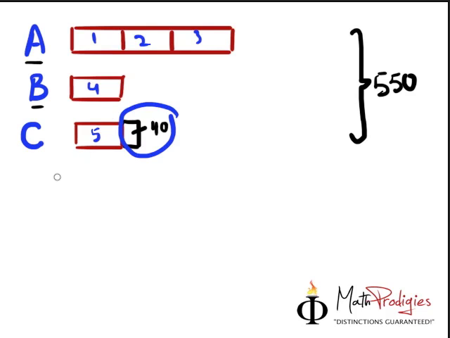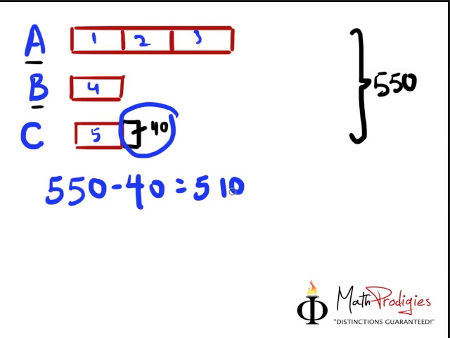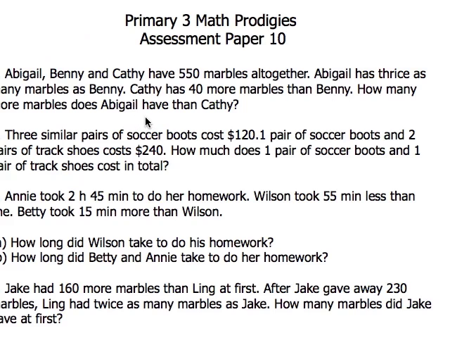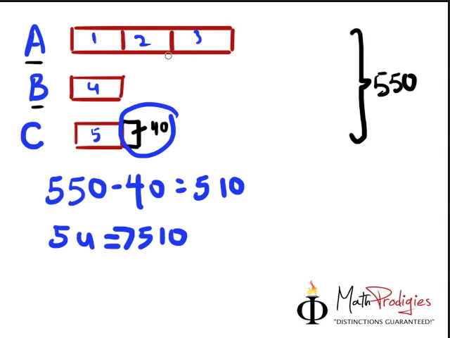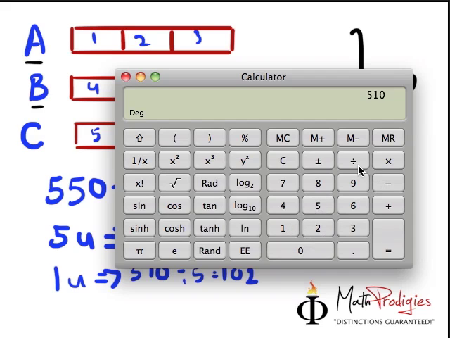So what we do is, we take the extra and we minus it off from the total. So 550 minus 40, you will get 510. Now 510 equals to how many units? 1, 2, 3, 4, 5. So 5 units is equals to 510. So my question is, how many more marbles does Abigail have than Kathy? So Abigail has 2 units minus 40, right? So I need to find 1 unit first. What's 1 unit? 1 unit is 510 divided by 5. Very good. And we will get the answer of 102. Correct? 510 divided by 5.